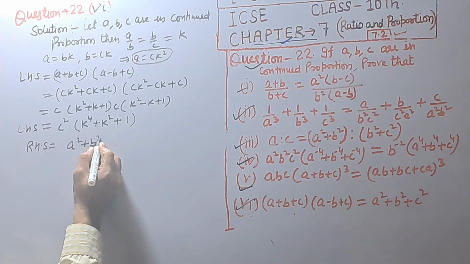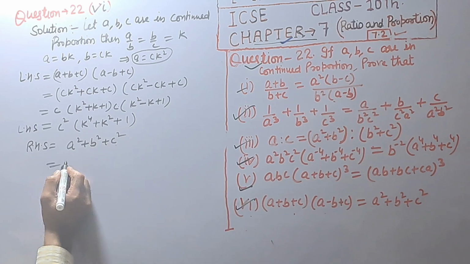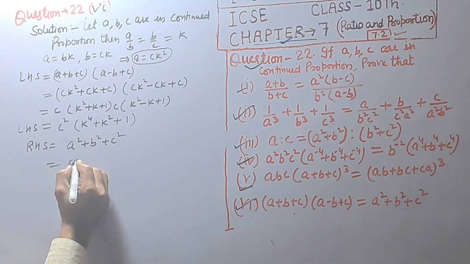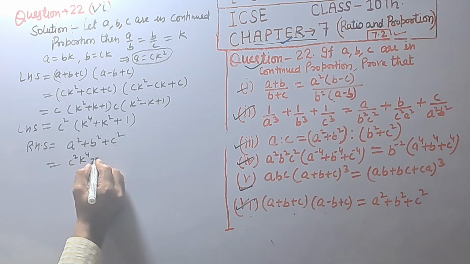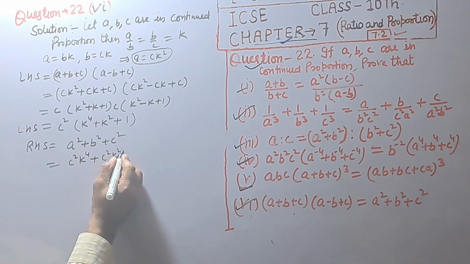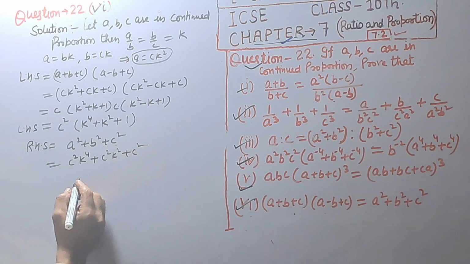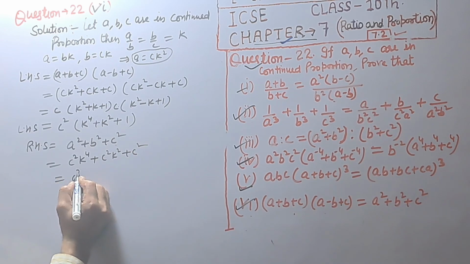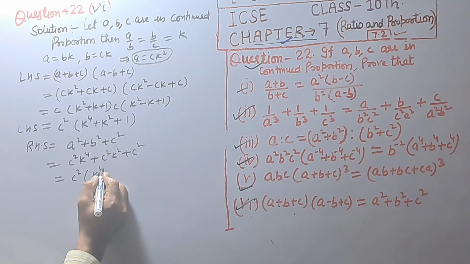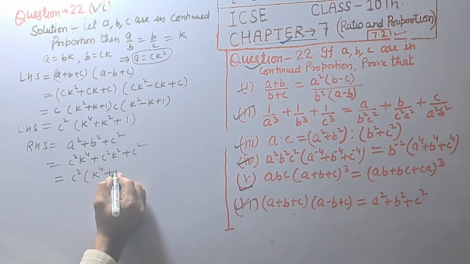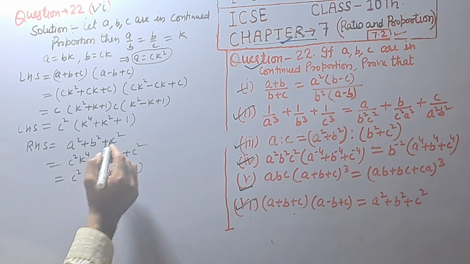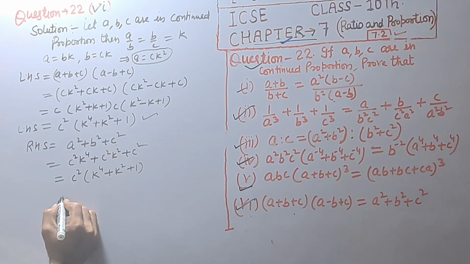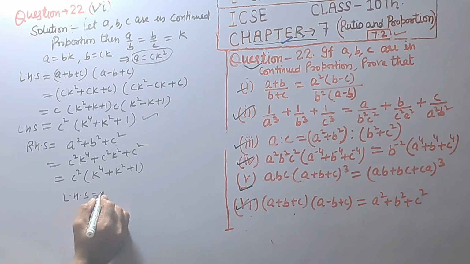Right hand side is equal to a square plus b square plus c square. A square is equal to c raised to power 2 k raised to power 4 plus b square is c square k raised to power 2 plus c square. We are taking common c raised to power 2 and in bracket k raised to power 4 plus k raised to power 2 plus 1. So left hand side is equal to right hand side.